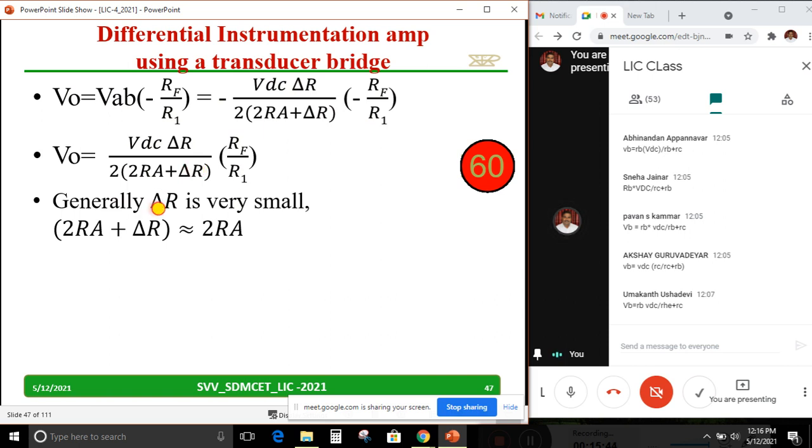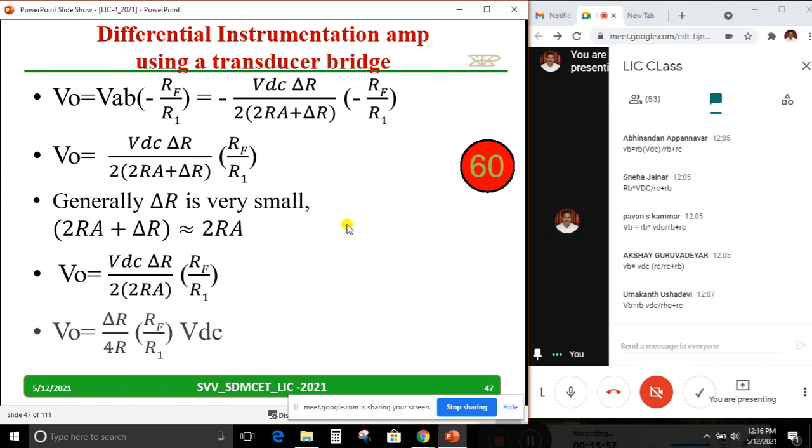Generally, delta R is very small compared to your 2RA. Hence, I can rewrite this as 2RA plus delta R equal to 2RA. And 2RA into 2 will become 4RA. Just I have written that equation. Now, take a minute and copy down these three steps.